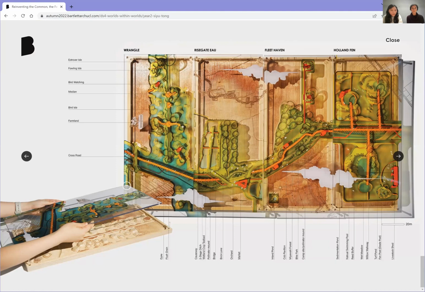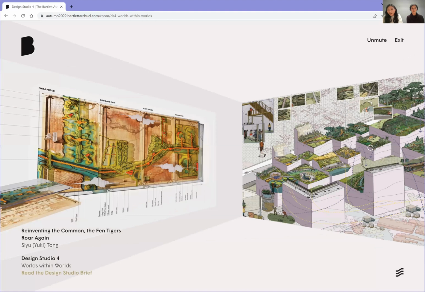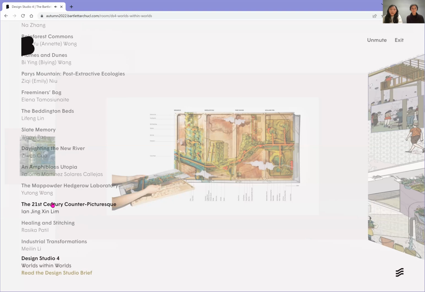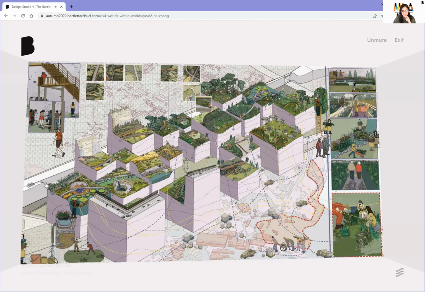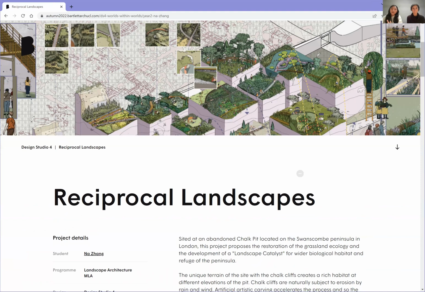Amazing. Great. And we can move on to the project of Na. She's in a different context. Na started by looking into a kind of knotweed that is invading. Yeah, that is her starting point. And she found out this kind of weed is really invasive to land because it corrodes the land.